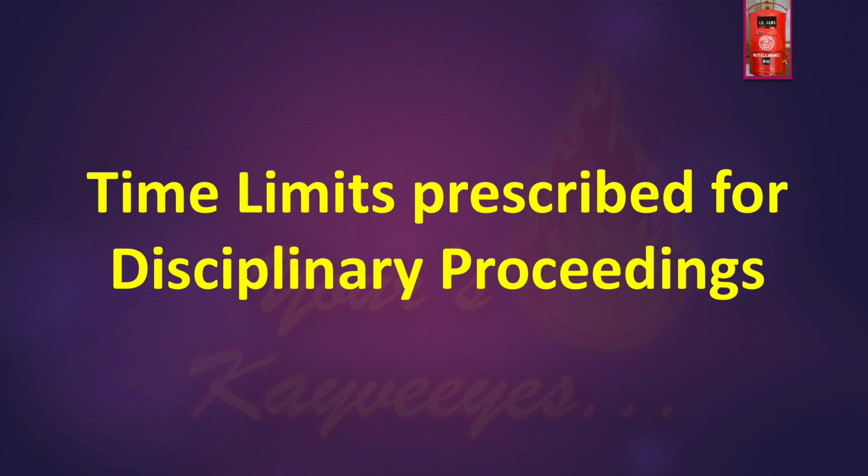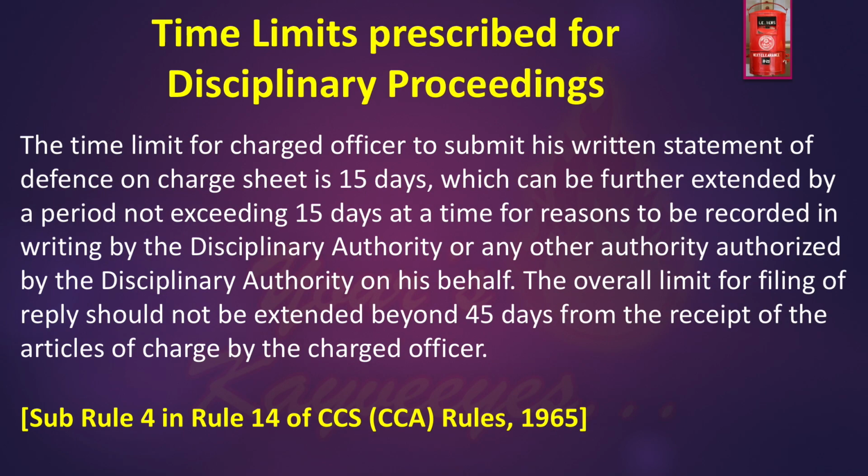Number 1. After the issue of the charge sheet, the time limit for submission of defense has to be given 15 days. If the charged officials want 15 more days time, that can also be considered. But the overall limit for filing the reply should be made within 45 days. This is as per sub-rule 4 of Rule 14 of CCS Rules 1965.